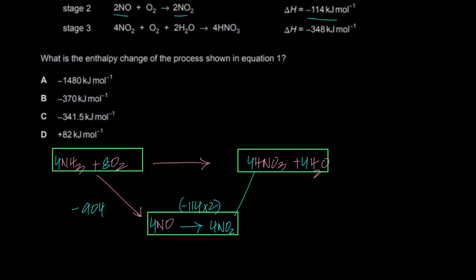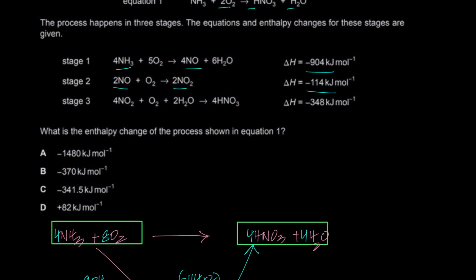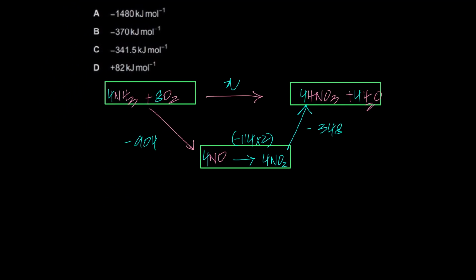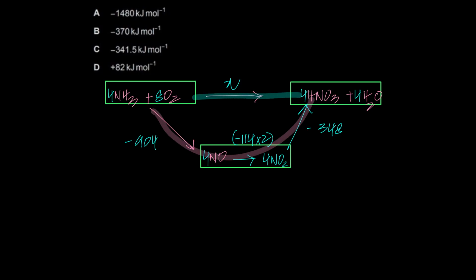And then 4 NO2s give me 4HNO3, and the enthalpy change is given to you. That's minus 348. And you have to find this x. This is unknown, right? So let's figure it out. The indirect route equals the direct route. x equals minus 904 plus minus 114 times 2 plus minus 348. What do you get x as?